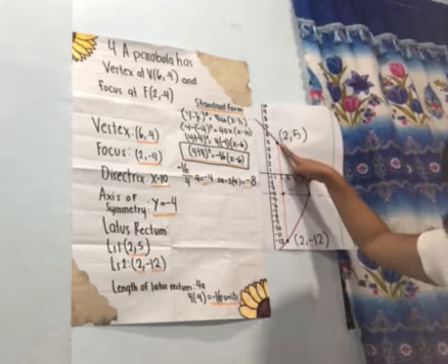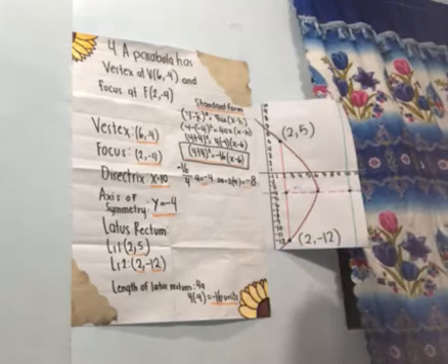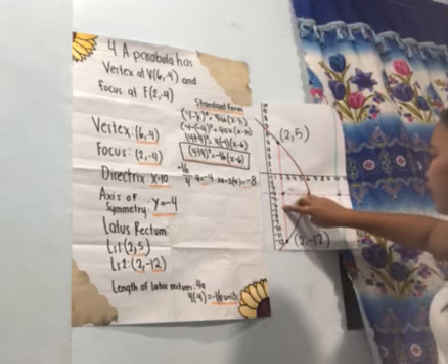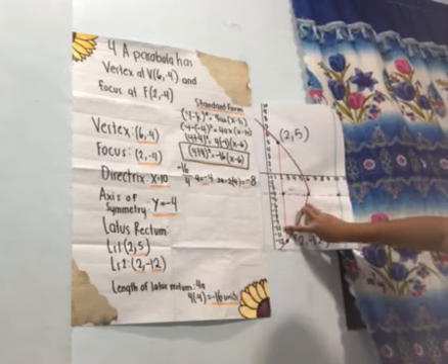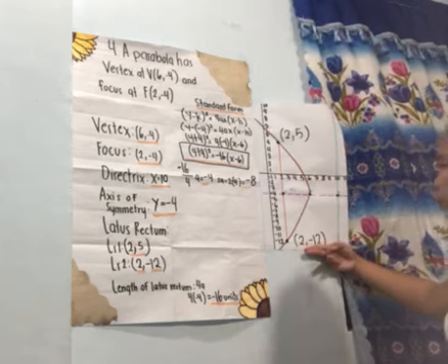So, the latus rectum number 1 is (2, 5). And for the latus rectum number 2, from here, we will count it again: 1, 2, 3, 4, 5, 6, 7, 8. And the latus rectum number 2 is (2, -12).